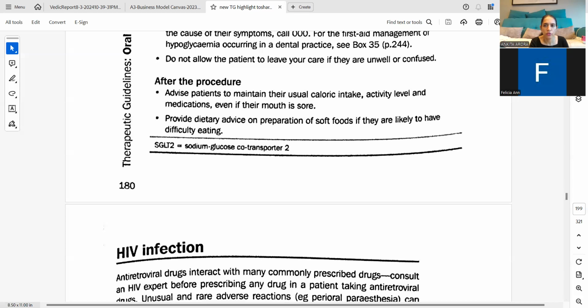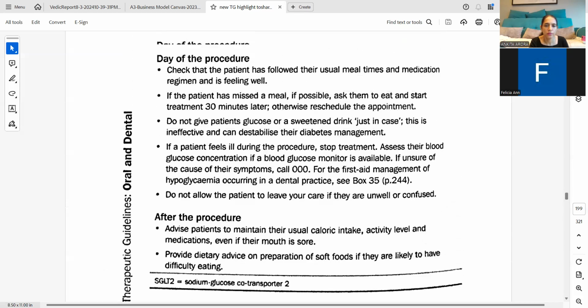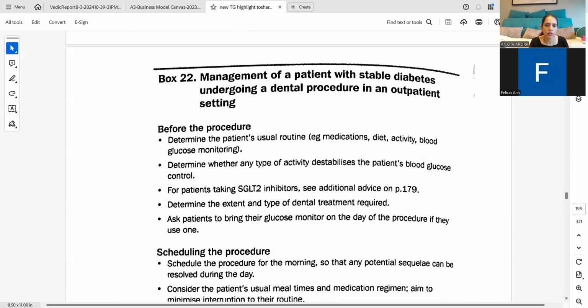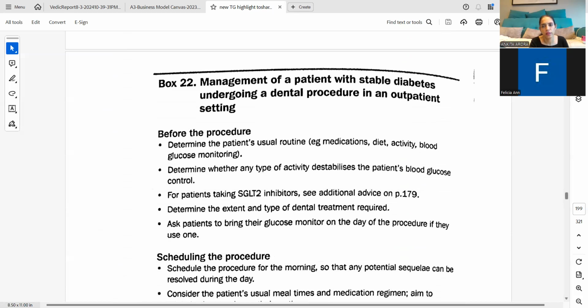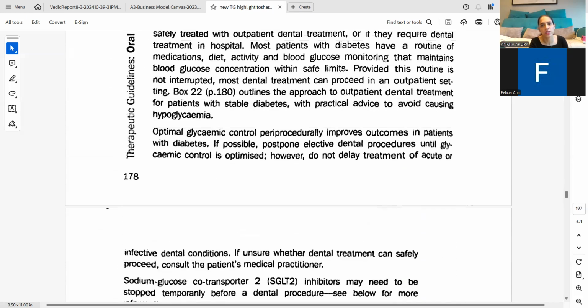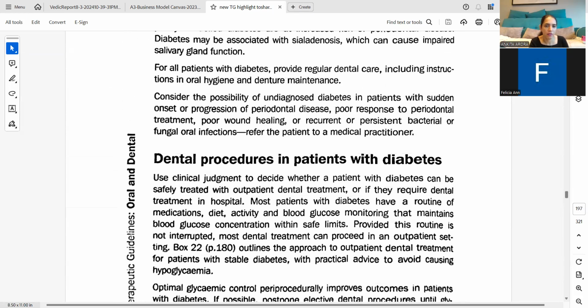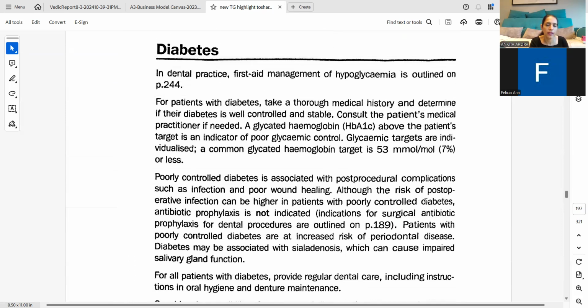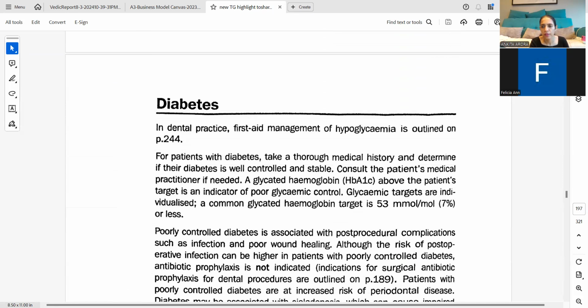So this was about how to take care of these patients. The most important things are medication, diet, and activity, and knowing their HbA1c is less than 7%. They have had their breakfast, they have had their medicine that day, and then you can proceed.